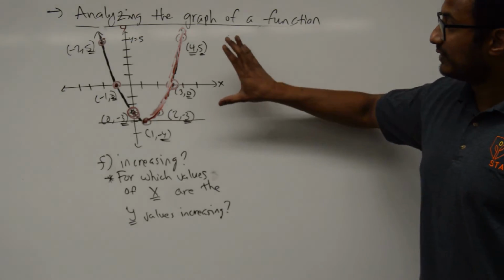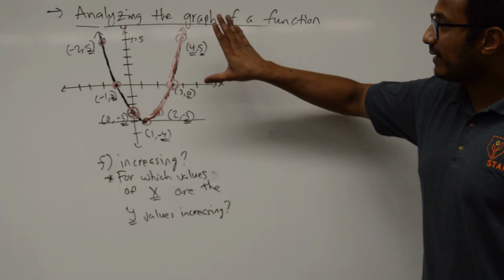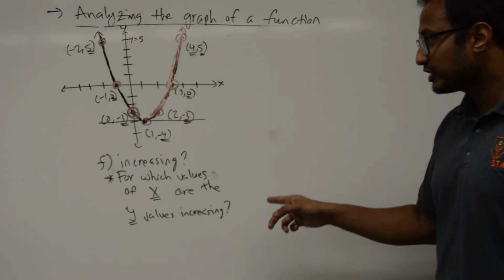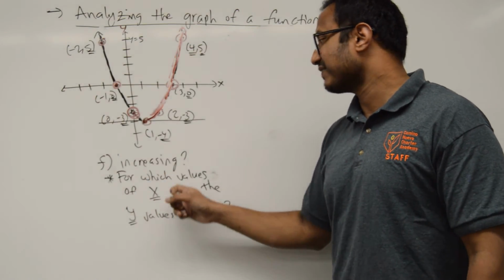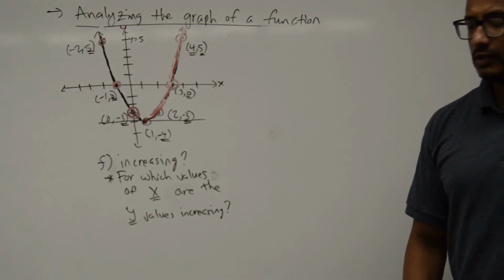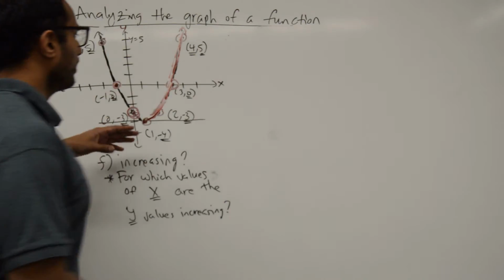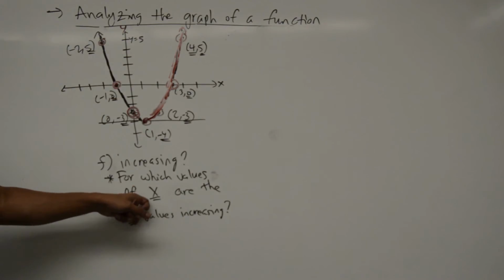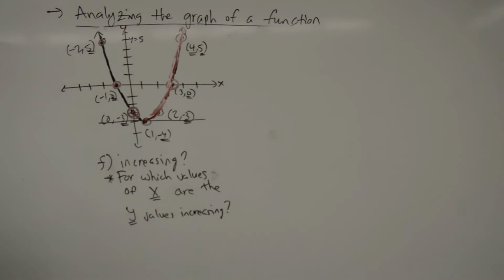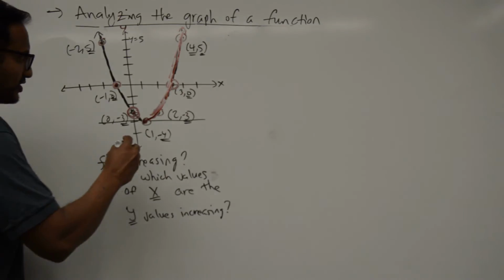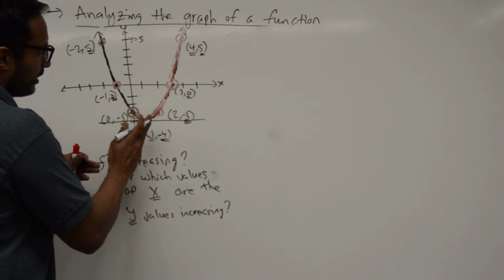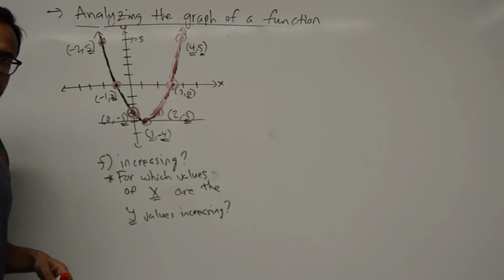Okay, so that helps you identify the part of the function where the y values are increasing. But the question is, for which values of x are the y values increasing? So the y values only tell you which section of the function to highlight. But we're looking for the x values where the y's are increasing. So what about the x values? Well, the function starts increasing here when x equals 1, and then it keeps increasing indefinitely.